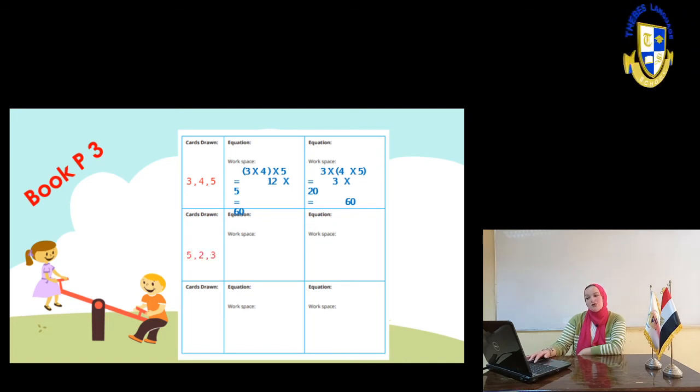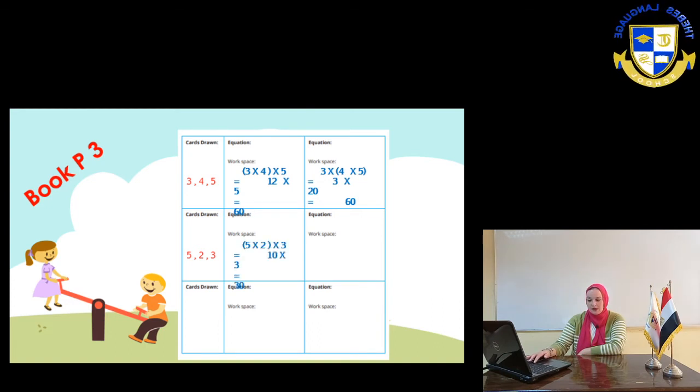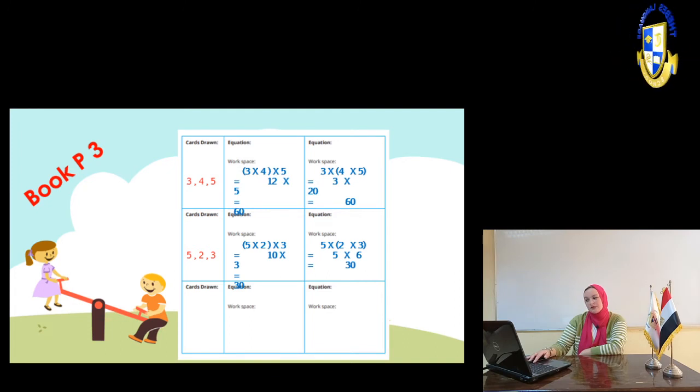The next example, we have 5, 2, and 3. First we can take 5 times 2, it will be 10. Then make 10 times 3, it will be 30. Or we can make 2 times 3 together between brackets, the result will be 6. Then make 6 times 5, it will be 30.